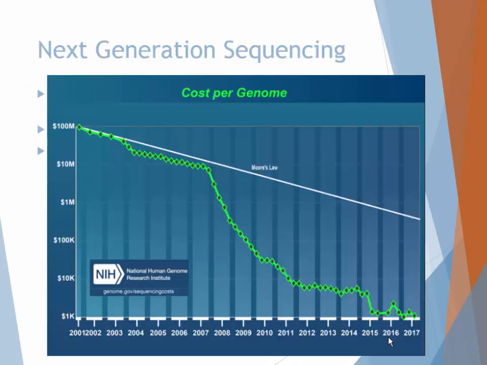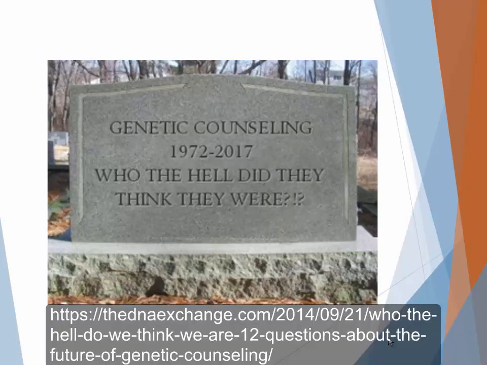This is what's called Moore's Law, where you look at what the cost of genetic sequencing was back in the early 2000s and how significantly that's dropped right off in recent times. That was just a slide that's related to where our role is going to take us.